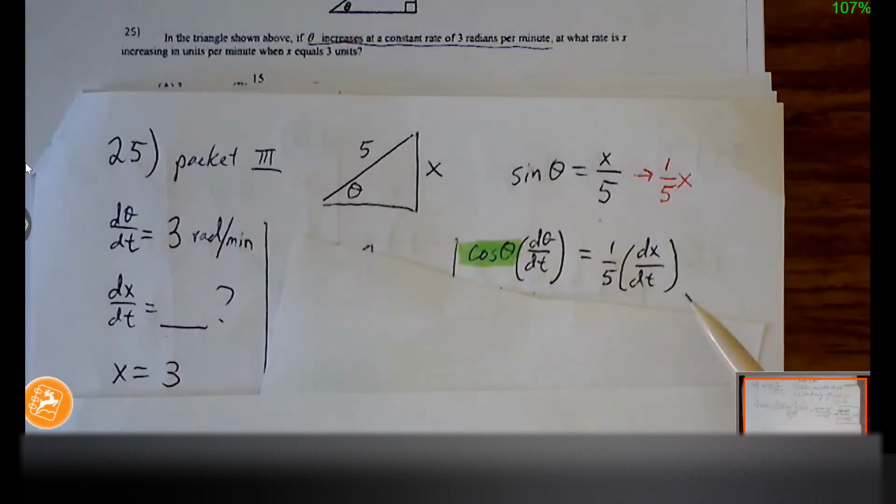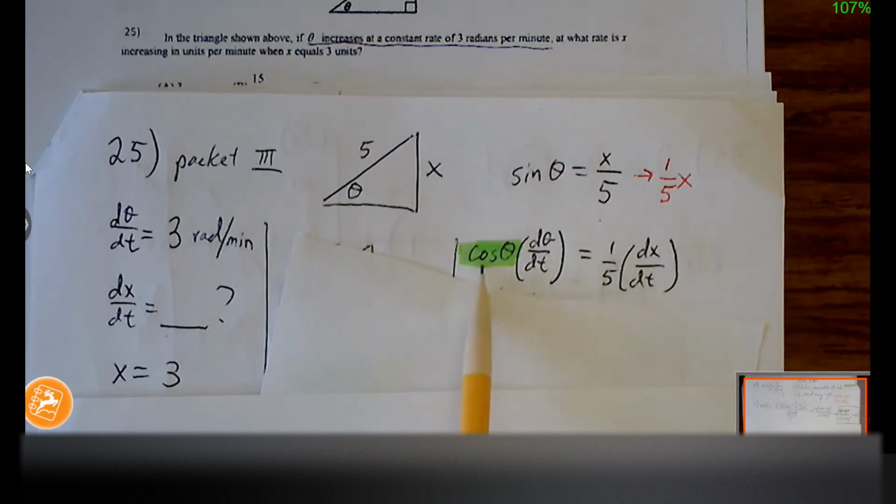Okay, so back to my derivative equation. I know that my answer is going to come from this equation. d theta dt, we have that provided for us, so we know we can replace that with 3. dx dt, that is the variable that we're ultimately trying to solve for. So that shows up, that's good.